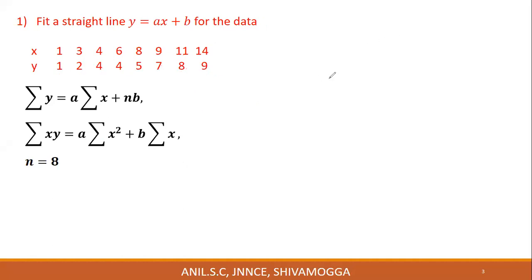Now we construct a table corresponding to these two equations. What is required here actually? Summation x is required, so one column for x. Summation y is required, therefore one column for y. Further, what is required?